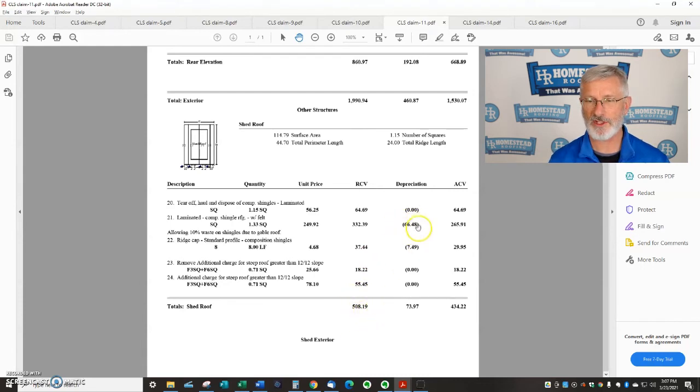You can see the depreciation amount listed underneath each line item with the total depreciation amount. So remember, this amount down here, the ACV amount, that's the amount that has actually been given to the homeowner as part of the first check. The depreciation amount is the amount that's going to come in the second check for this particular section.